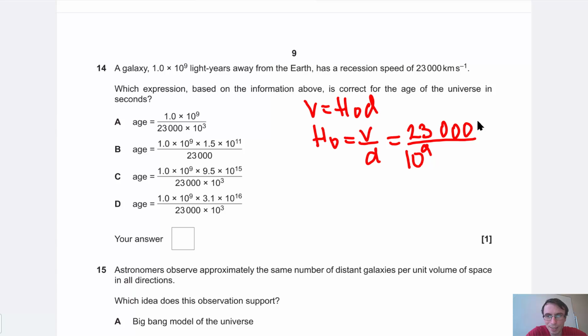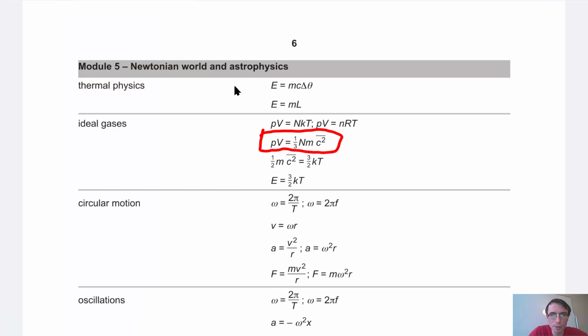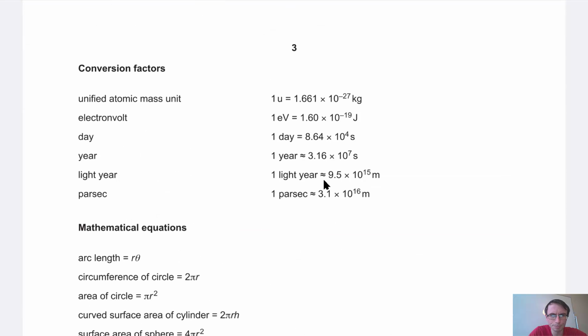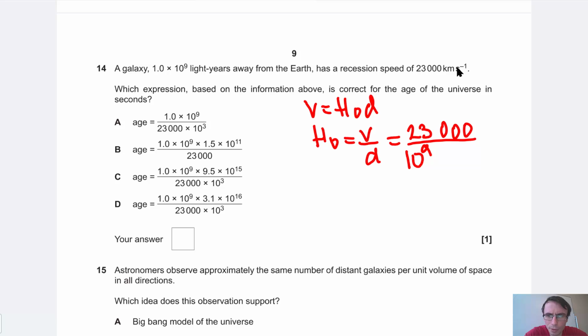So this is 10 to the 9 light years. Now let's see if we're given the length of a light year, because this will make our job a little bit easier. I have a feeling that we're actually given this. There we go. A light year is 9.5 times 10 to the power of 15. So times by 9.5 times 10 to the power of 15. This is 23,000 kilometers per second, so that's times 10 to the power of 3.